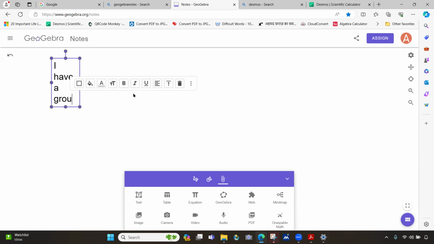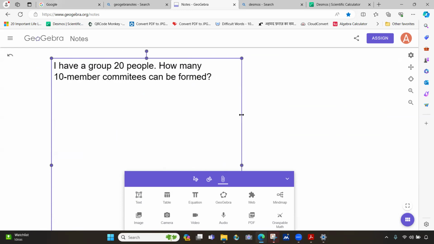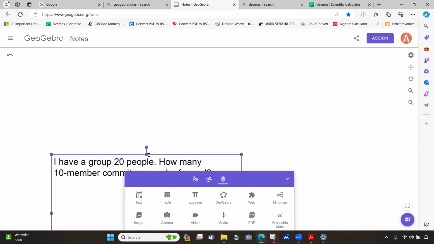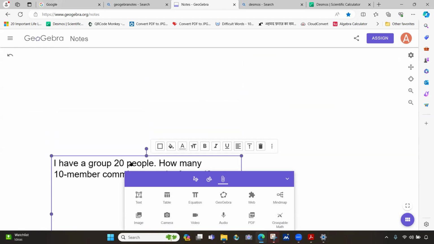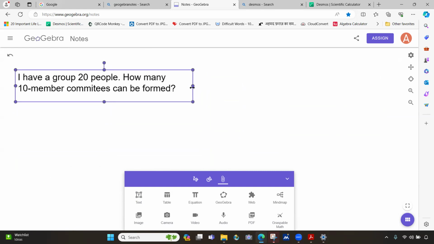I have a group of 20 people. How many 10-member committees can be formed? Now, when I say committee or group, order doesn't matter. Okay, and you have to get that. I have a group of 20 people. How many 10-member committees can be formed?